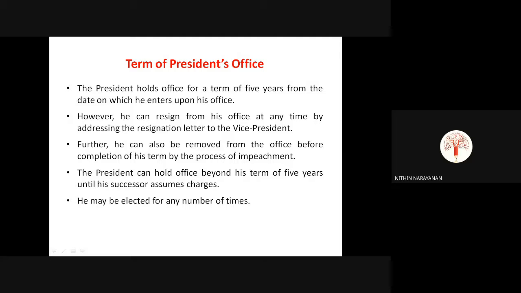Okay, and also he can be elected for any number of times. So ഇന്ത്യയിൽ ഇതുവരെ സെയിം പ്രസിഡന്റ് തന്നെ വീണ്ടും എലക്ട് ചെയ്ത് വന്നിട്ടില്ല, but it is possible for the presidential election that the same president can be elected any number of times.